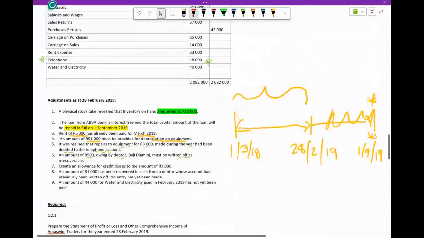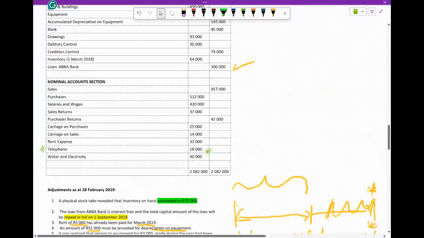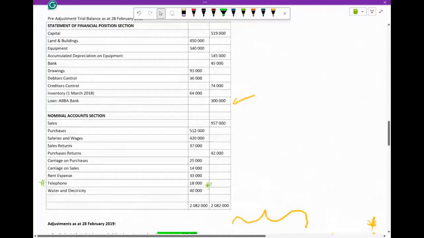Then it goes on to say, create an allowance for credit losses to the amount of 3,000. Create. So here they told you to create. Sometimes they just say adjust allowance for credit losses, and then you need to determine, was it already created or do I need to create it? You need to check, do I have an allowance for credit losses? If so, then you're adjusting. If it's not there and they said adjust, that means you're now creating.